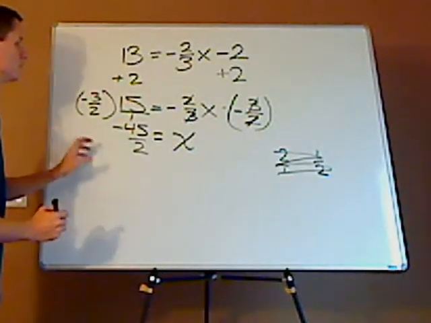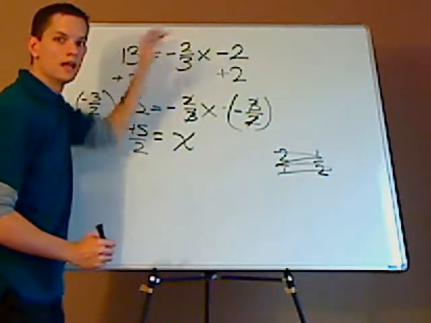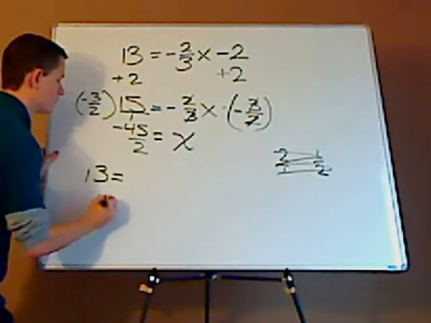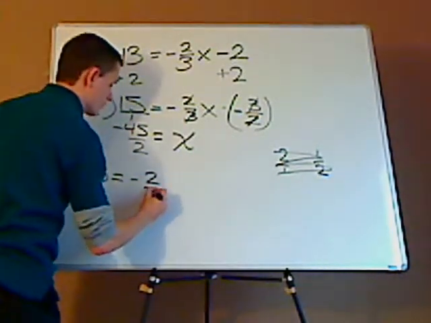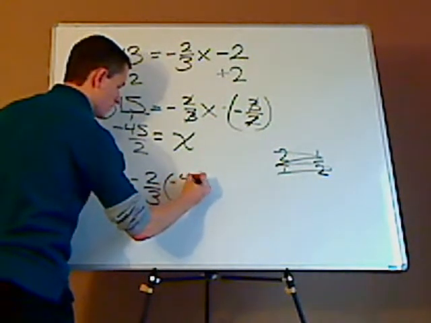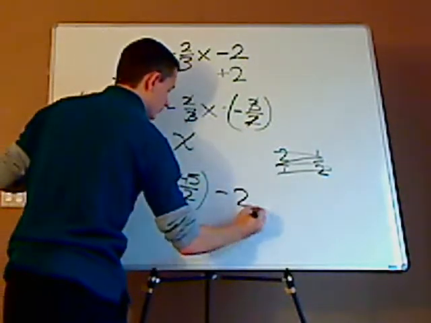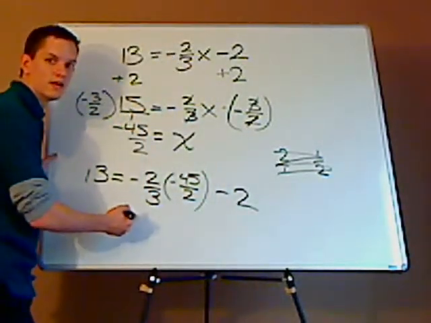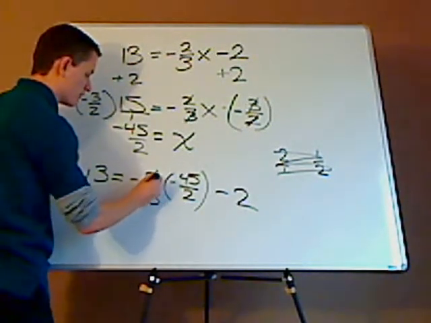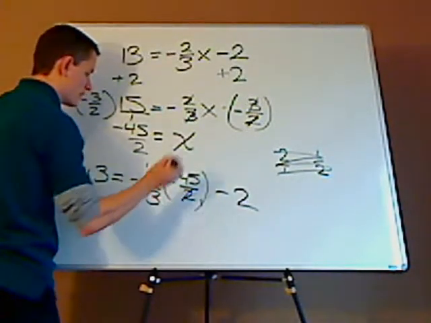Now, if you really wanted to, you can take this and plug it into here. And let's do that. Let's check this. So it's 13 equals negative 2 over 3 times negative 45 over 2 minus 2. Now what I'm going to do here is start canceling things out. I'm going to cancel out things diagonally. So 2 goes into 2 once, 2 goes into 2 once.